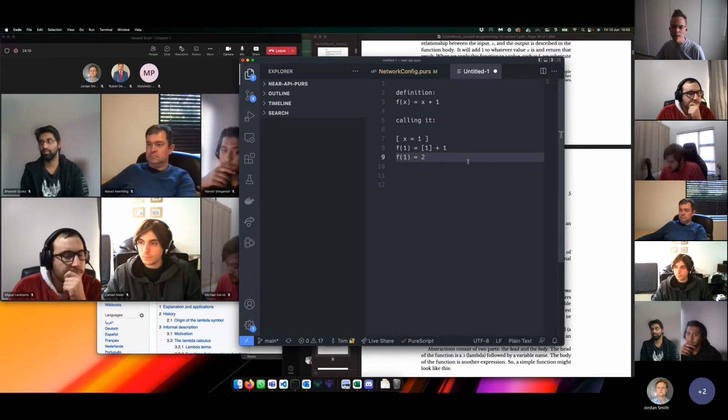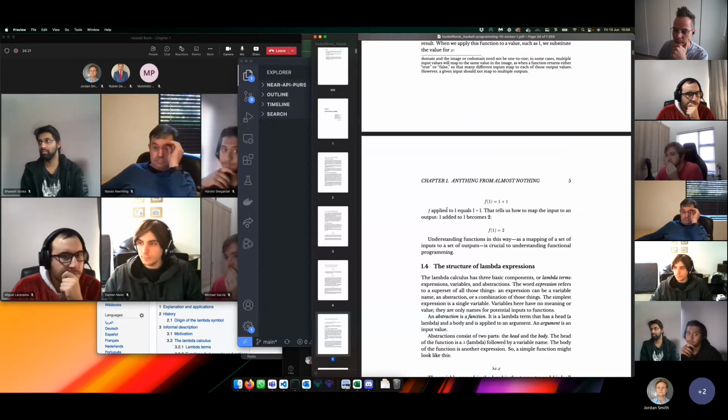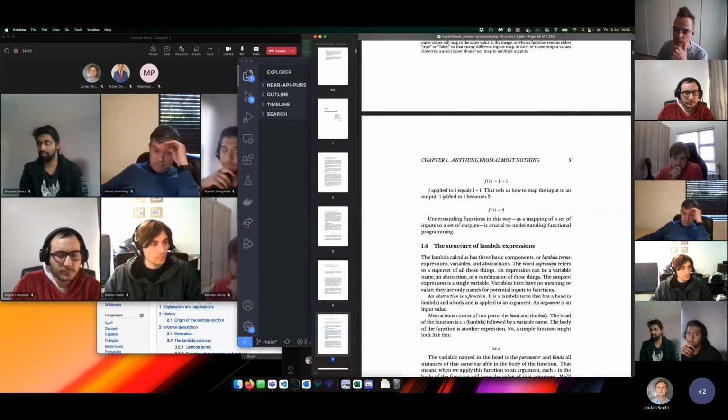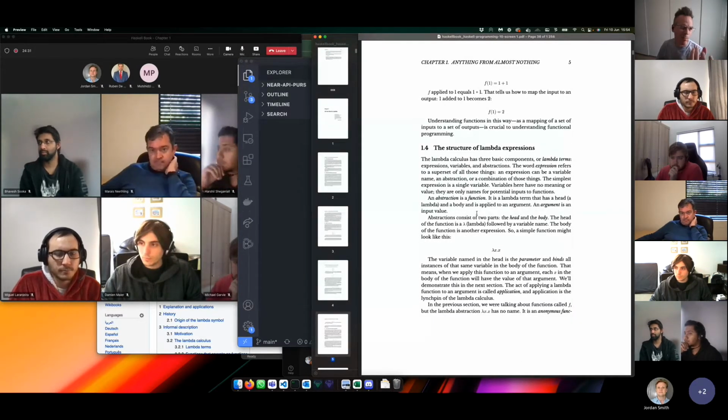And so if that f of 1 was in some other context, you would substitute 2 there as well, if that makes sense. But I'm sure we'll get there. So here we can see the reduction happening. F applied to 1 equals 1 plus 1. That tells us to map the input to the output. 1 added to 1 becomes 2. Got it. Cool. So how simple is that, right?